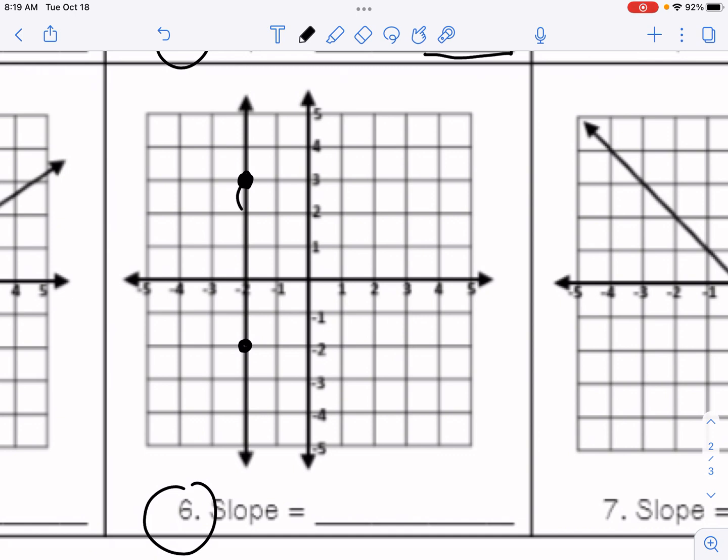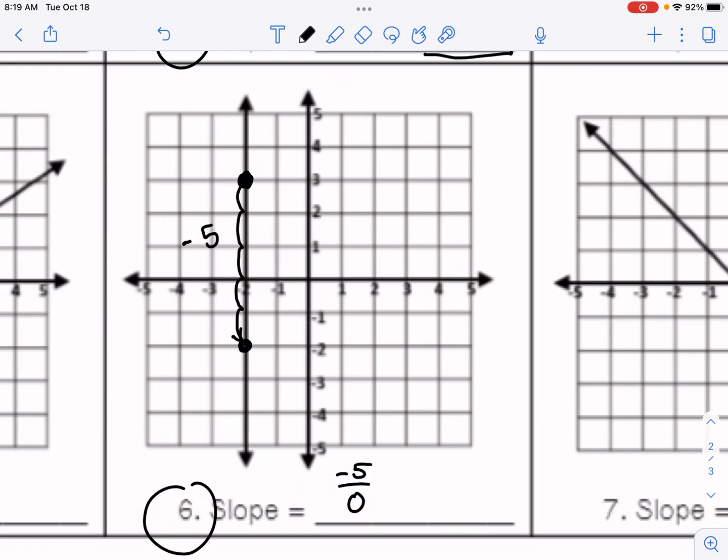I'll go down 1, 2, 3, 4, 5. So it is 5, but since I went down, it's negative 5. My run is how much I move left or right. I actually don't move left and right. I'm already at the point that I wanted to, from point A to point B. So in this case, the run is 0 because I didn't move. So this is negative 5 divided by 0.